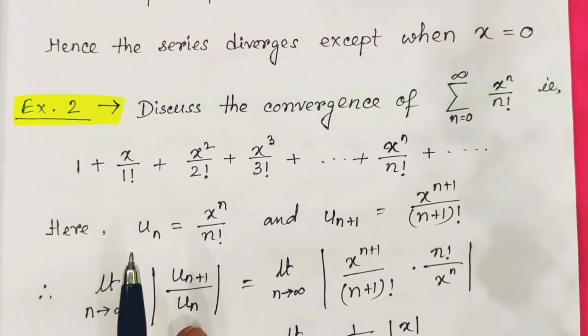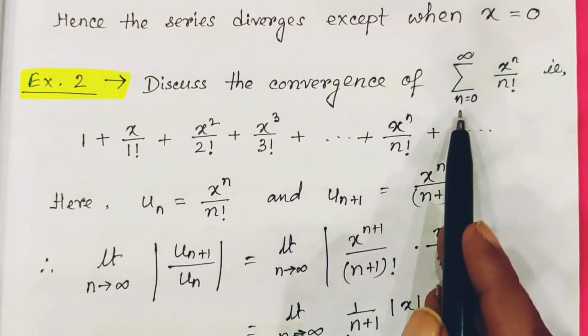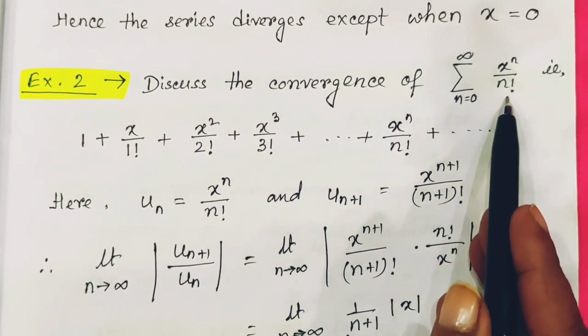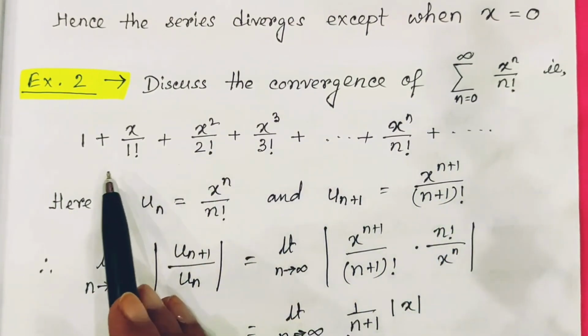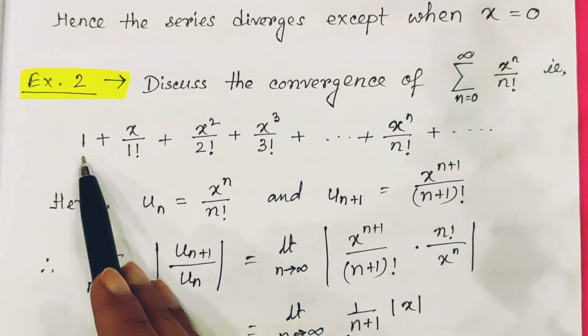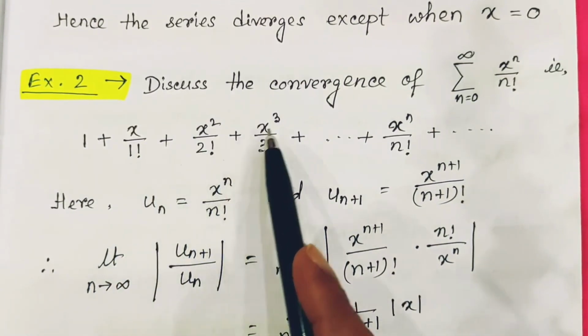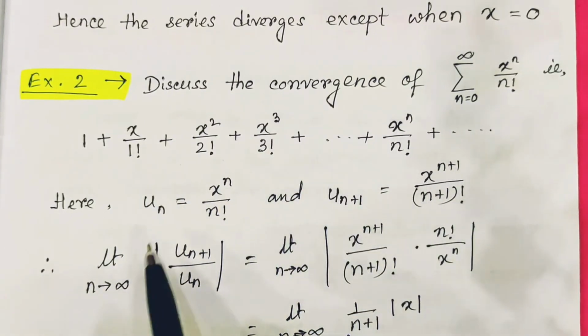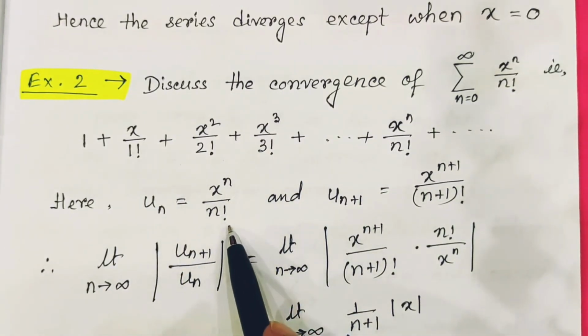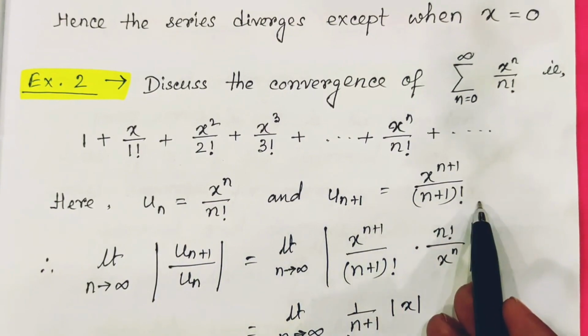Now, if the series is given as summation of x to the power n divided by n factorial, then in expanded form we will find 1 plus x by 1 factorial plus x square by 2 factorial plus x cube by 3 factorial, and so on. Here u_n is x to the power n by n factorial, and accordingly u_(n+1) we can find.